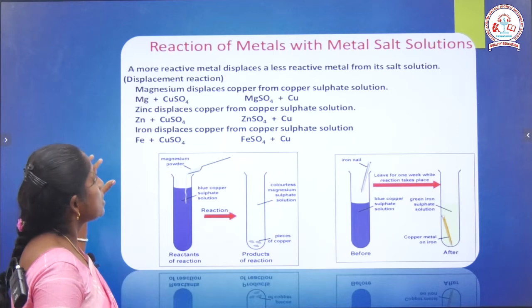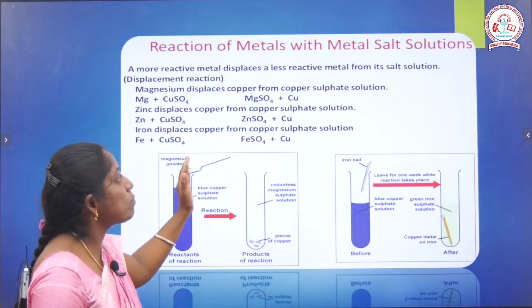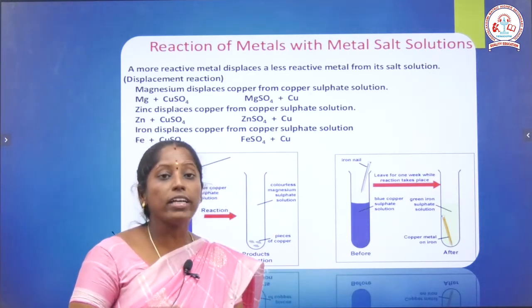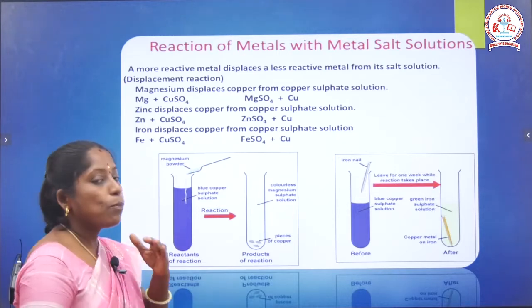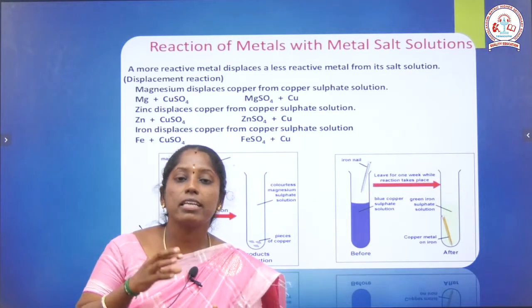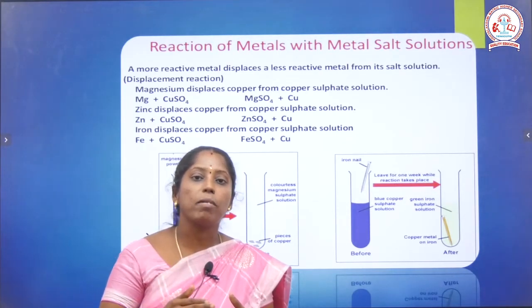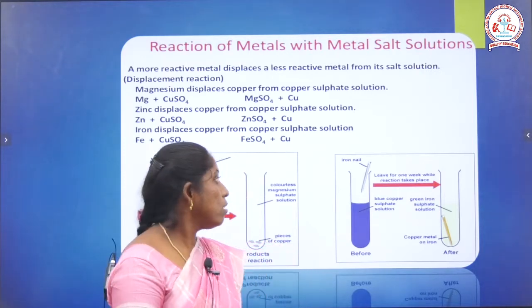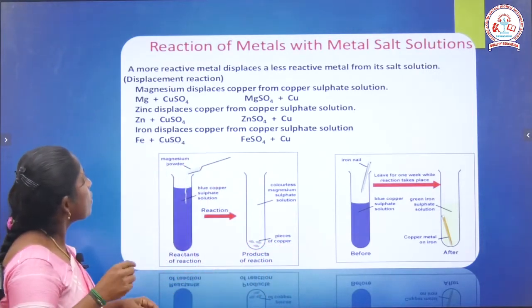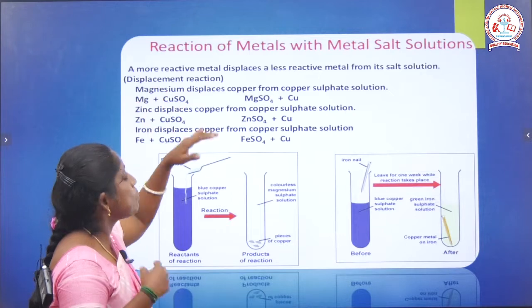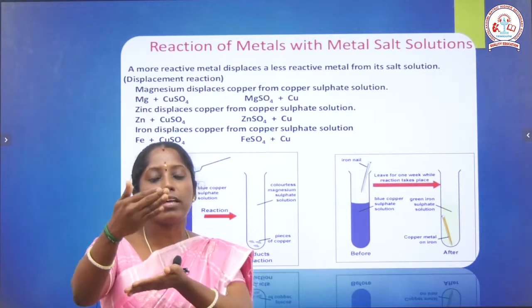Then next, the reaction of metals with metal salt solutions. How does it happen? We know that a more reactive metal always replaces a less reactive metal from its salt solution. Why can we call this reaction displacement? Displacement means one thing is replaced by another.